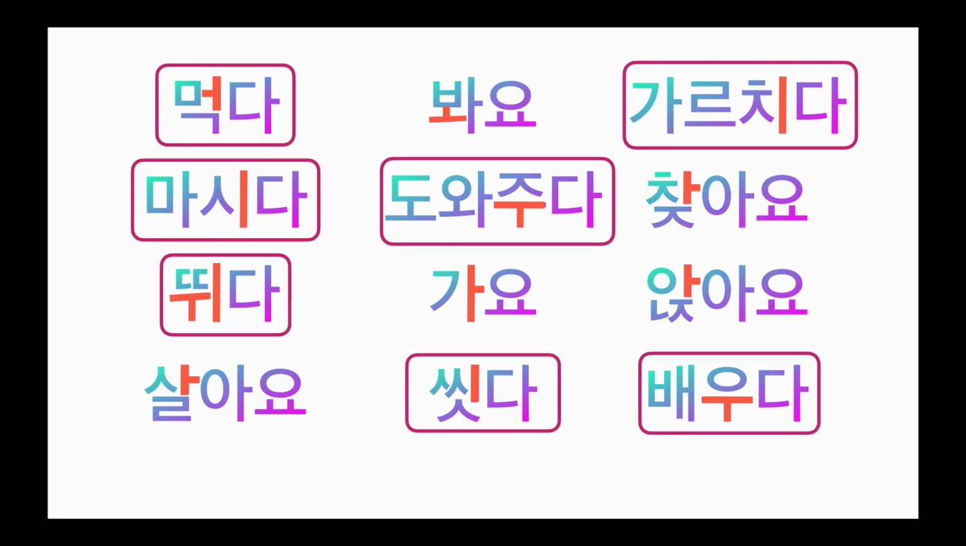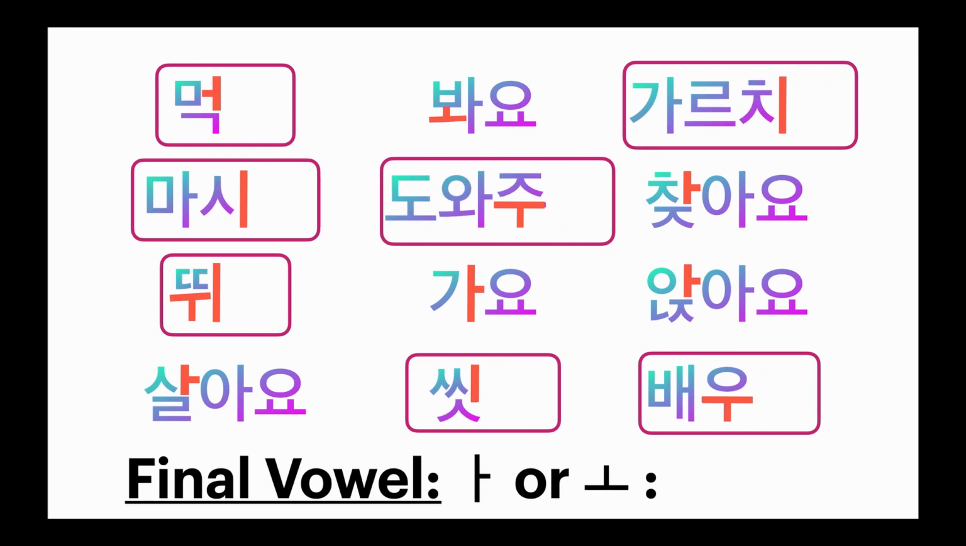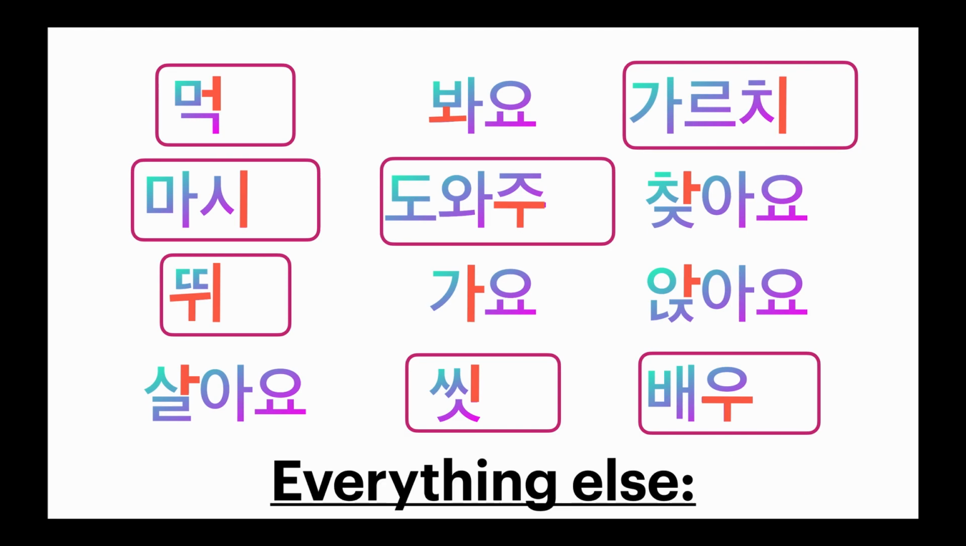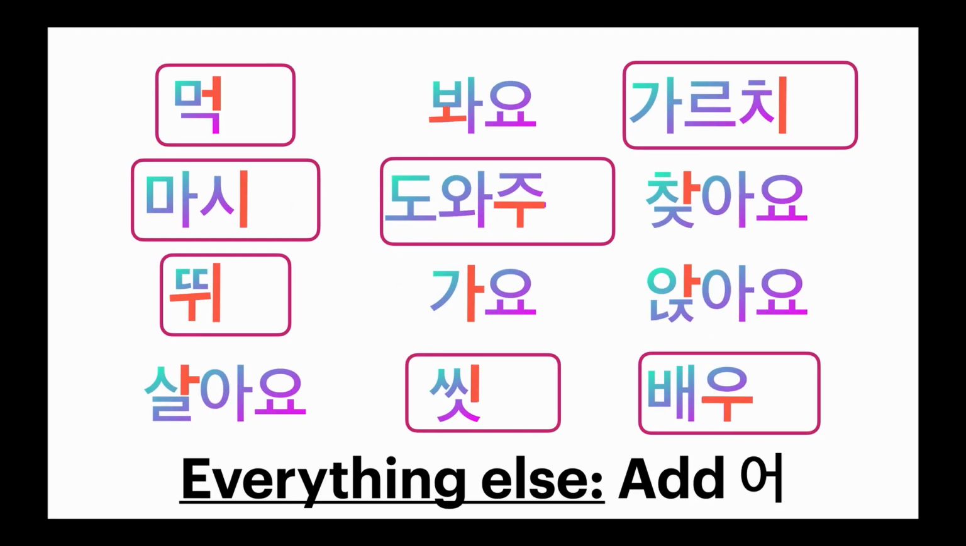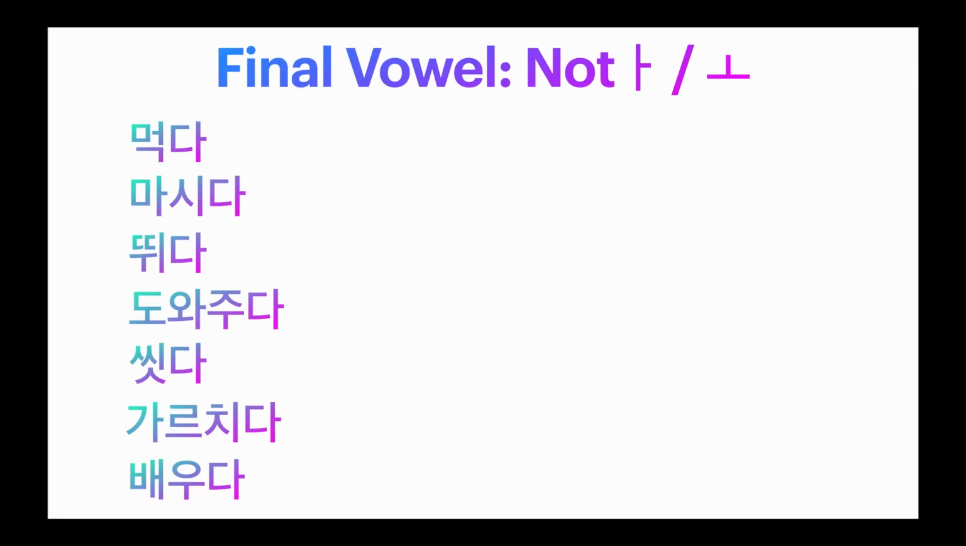But what about the rest of the verbs? That's what we're going to go over today. Now for all verbs, the first thing that you will always do is drop 다. And if the final vowel is either a or o, then as I just said, you will add a. But for everything else, you will add o. So let's go ahead and do that right here. And then let's bring these guys over into our list over here.